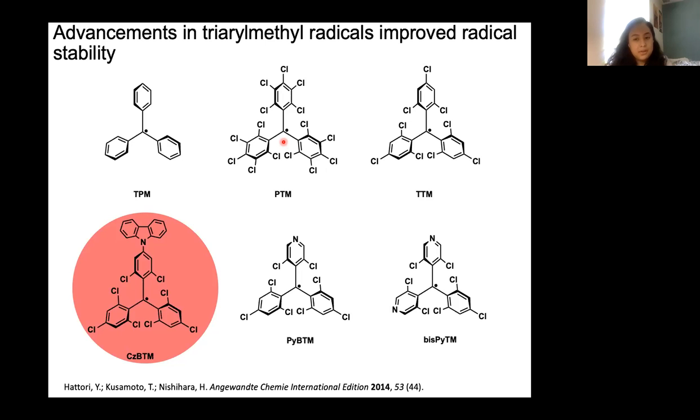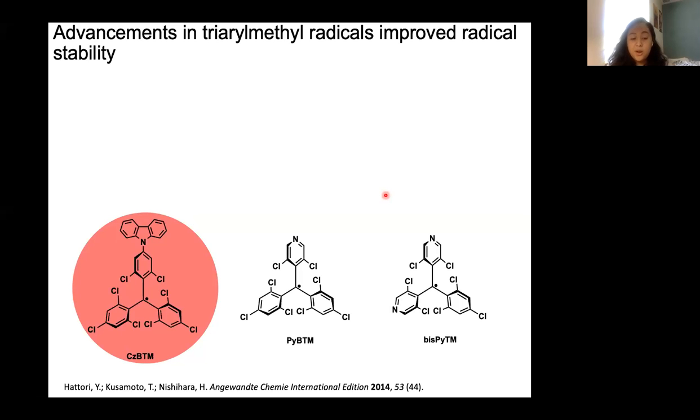The TTM radical was also made with just an ortho and a para chlorine here: ortho, so right next to this connecting carbon, and the para chlorine, with hopes of also creating a stable radical. PTM does not luminesce, but TTM does.